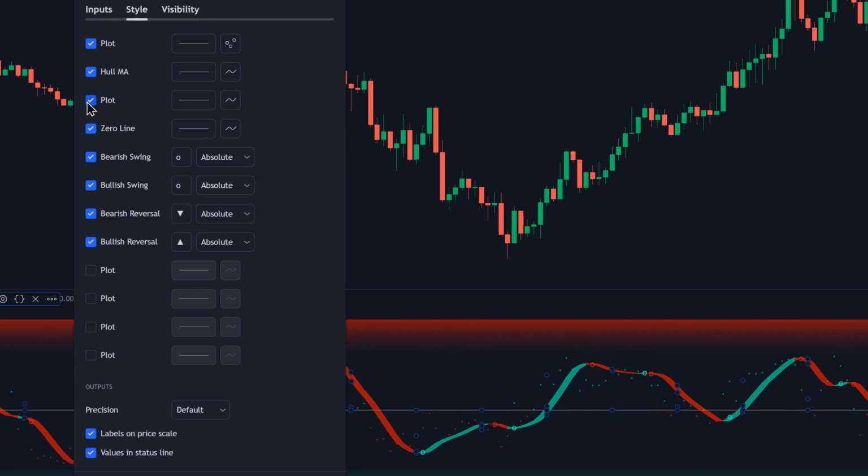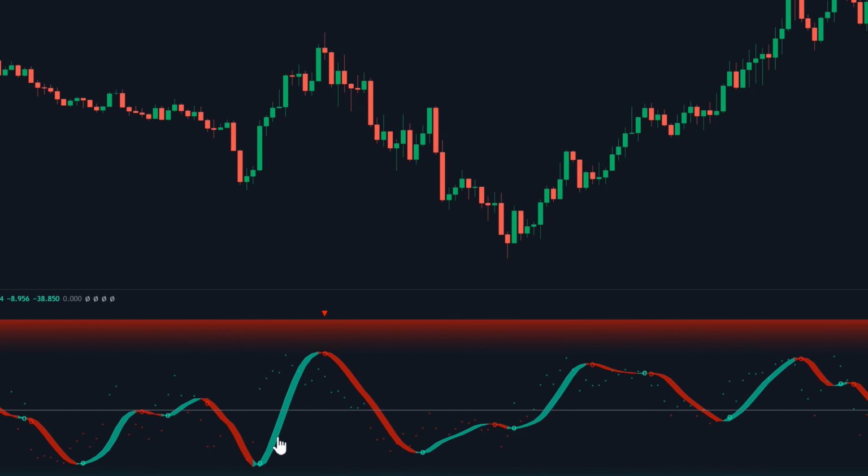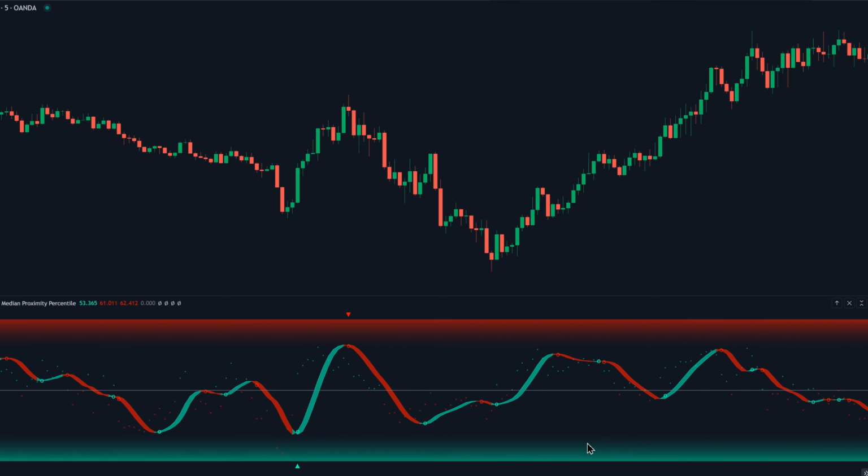And then we have another plot, which is the second line of this oscillator. And it appears that the difference between the two lines is filled with this red and teal color, creating this oscillator. And this is going to be our trend identification oscillator. Whenever it's colored teal, like here, that indicates that the market is in a short-term bullish trend. If it's colored red, that indicates a short-term bearish trend.